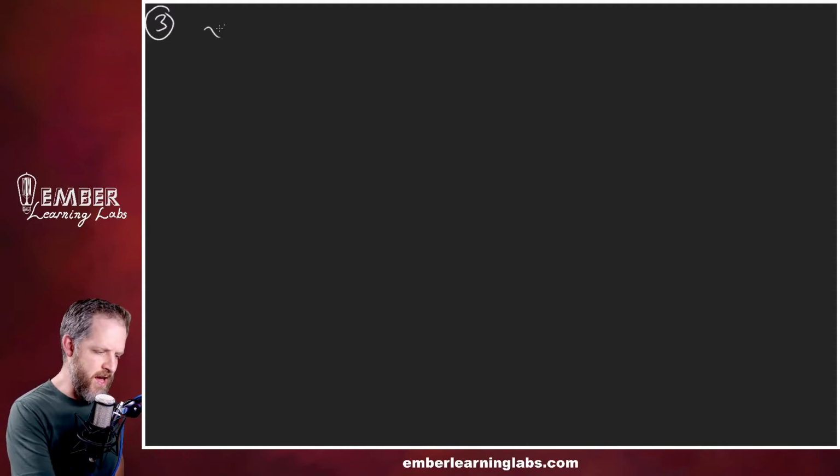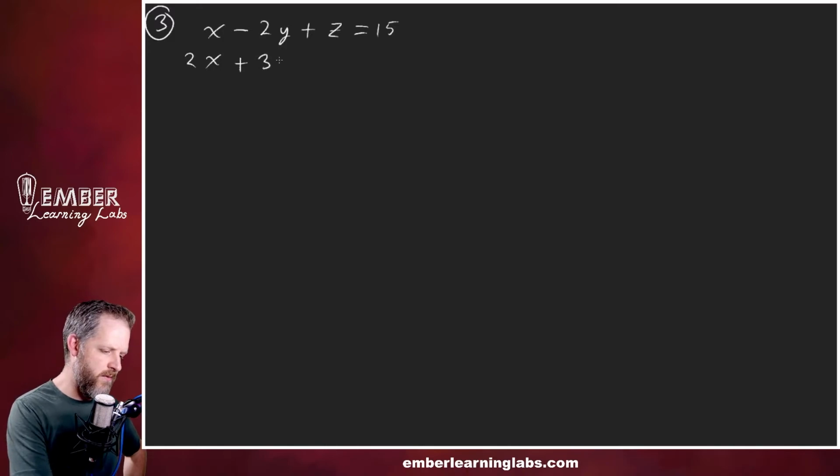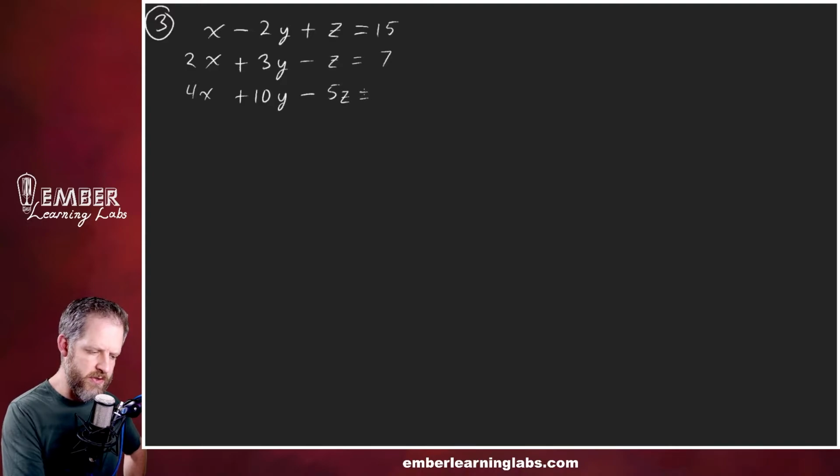We're going to solve the system: x minus 2y plus z equals 15, and 2x plus 3y minus z equals 7, and 4x plus 10y minus 5z equals negative 3. There it is.